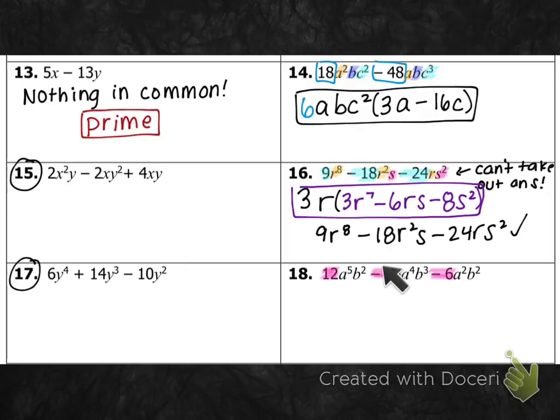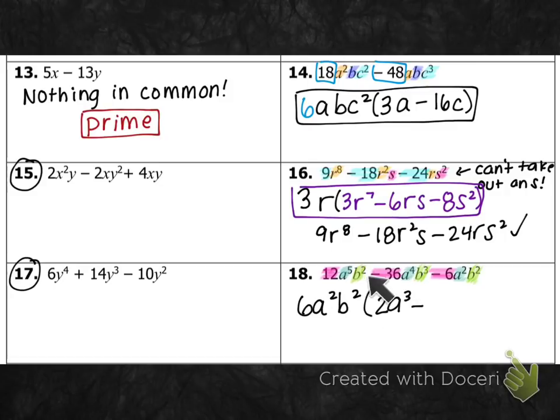Okay, so we have a 12, negative 36, and negative 6. A 6 can come out of all of these. Let's look at our a's. What's our smallest exponent here? A squared. And for our b's, our smallest exponent is a b squared. What are we left with? 12 divided by 6 is 2. If we take out 2 a's here, we have a third left. And then the b squareds cancel out. We have no more b squareds.